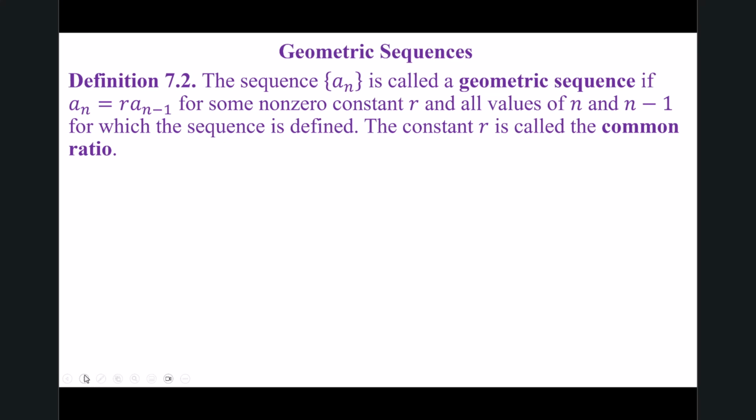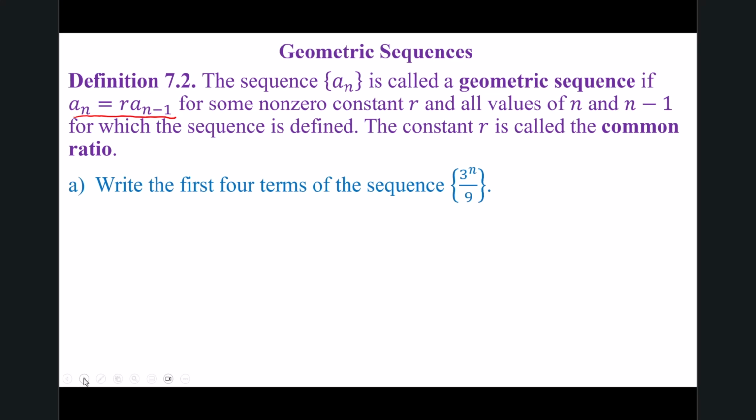Part 3, Geometric Sequences. A geometric sequence is defined like this. The sequence a sub n is called the geometric sequence if a sub n equals r times a sub n minus 1 for some non-zero constant r, and all values n and n minus 1 for which the sequence is defined. So what this means is to go from one term to the next, I'm going to multiply by the same number. So for an arithmetic sequence, we kept adding the same number. For a geometric sequence, we're going to multiply by the same number. And that same number that we're multiplying, we call that the common ratio.